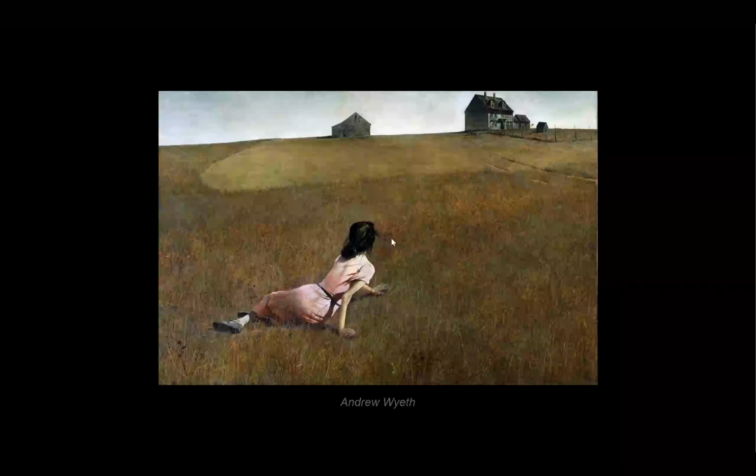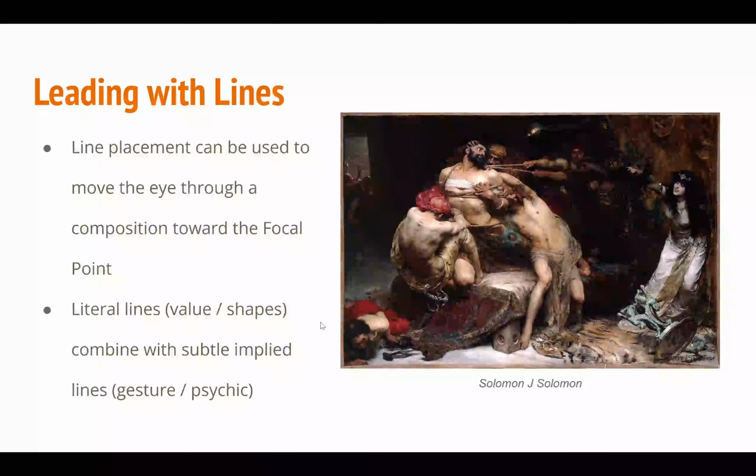So here's an example of a great psychic line, right? Even though we can't see the character's face or head, we know the direction they're looking at, and so we feel this connection here. So you can use these lines to place them throughout your composition, to move the eye through the composition toward the focal point. So you can use it like a map, right?